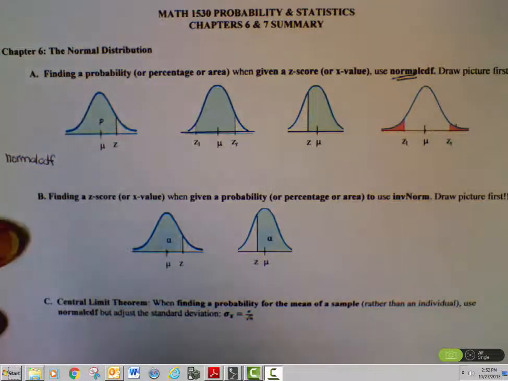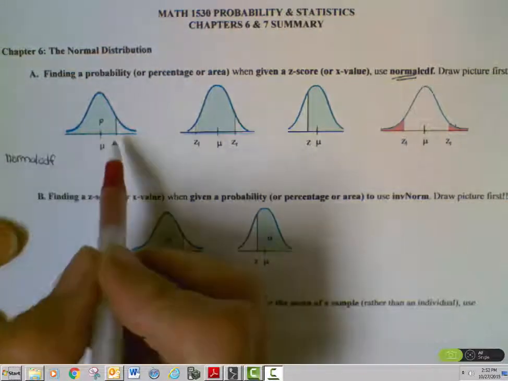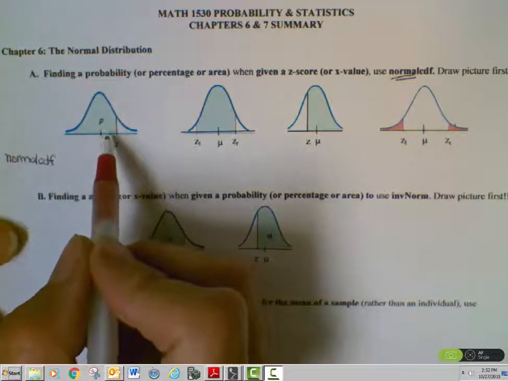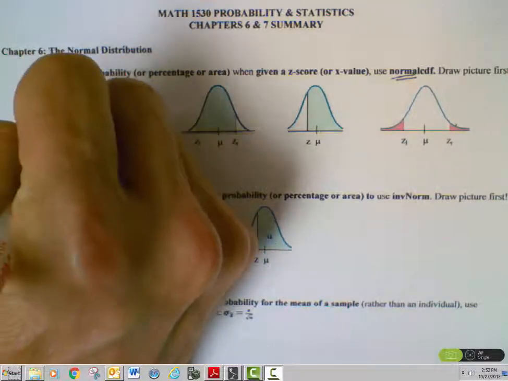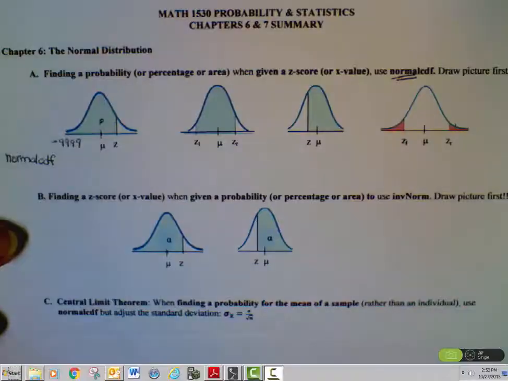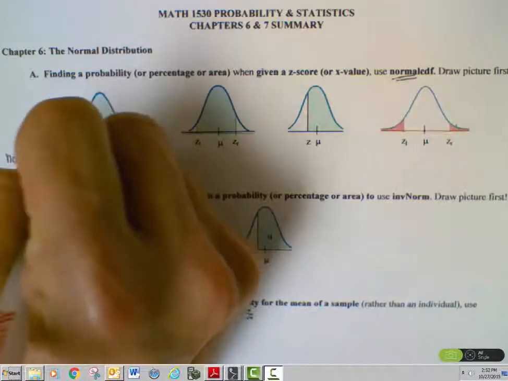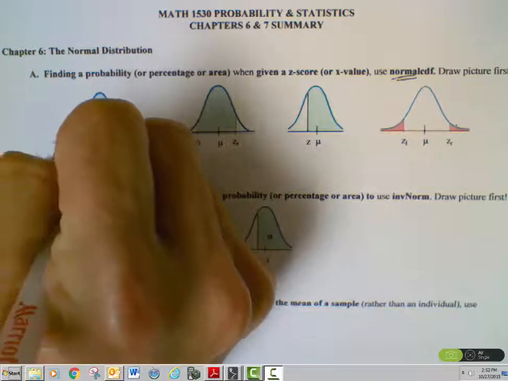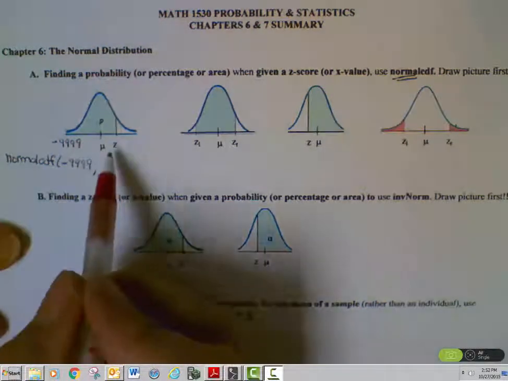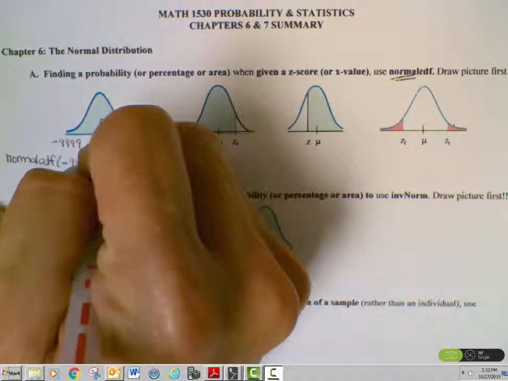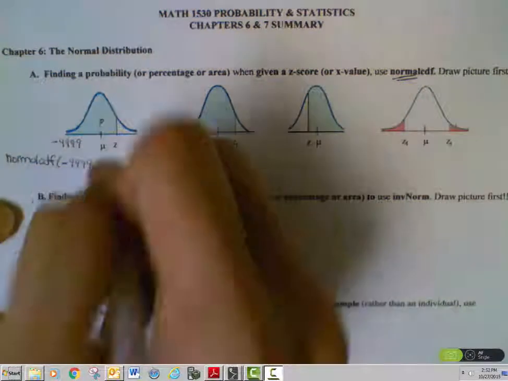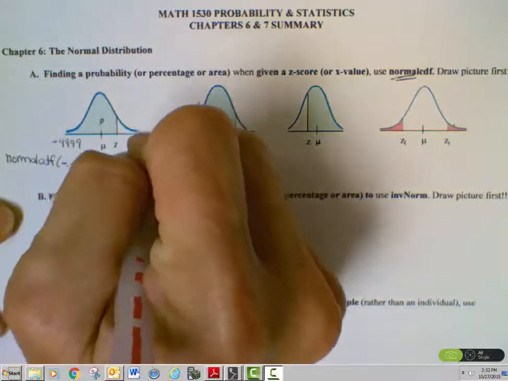And whenever we use normal CDF, we have to enter a left boundary and a right boundary. If I say what's the probability that a man weighs less than 150 pounds, I'm talking about shading all the way to the left. And when we shade it all the way to the left, we use negative 9,999 as our lower boundary. So on the calculator, I would enter normal CDF, negative 9,999, up to whatever weight I was given and whatever mean and standard deviation I was given.